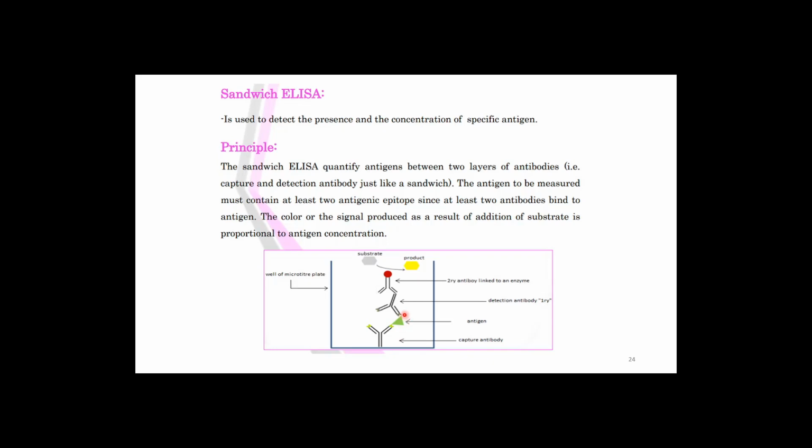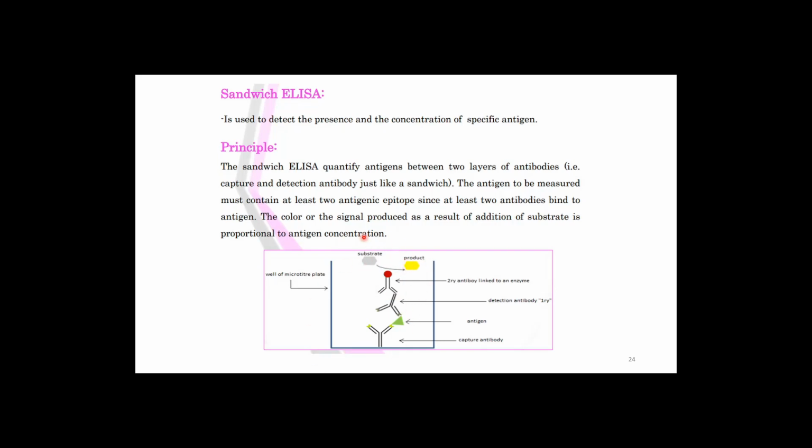This antigen has another epitope for the detection antibody, which we add after that, and then this detection antibody also attaches to the epitope of this antigen. Thus this antigen is now sandwiched in between these two antibodies. Then we add a secondary antibody that is linked to the enzyme on top of it, and then the substrate gets converted to the product, which gives a visual readout.